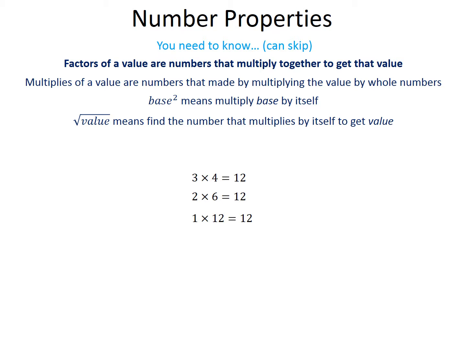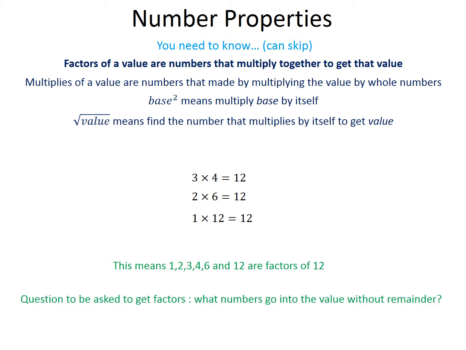And so 2 and 6, because 2 times 6 is 12, and so is 1 and 12. Now we're only dealing with whole numbers here, and so all the factors of 12 are 1, 2, 3, 4, 6, and 12, because they're all the numbers that I can multiply together to get 12. Another way of thinking about it is, if I want to get the factors of a number, what numbers go into that value without remainder? Because you'll find that all of these numbers here, 1, 2, 3, 4, 6, and 12, they all go into 12. You can divide them into 12 without getting any remainder.